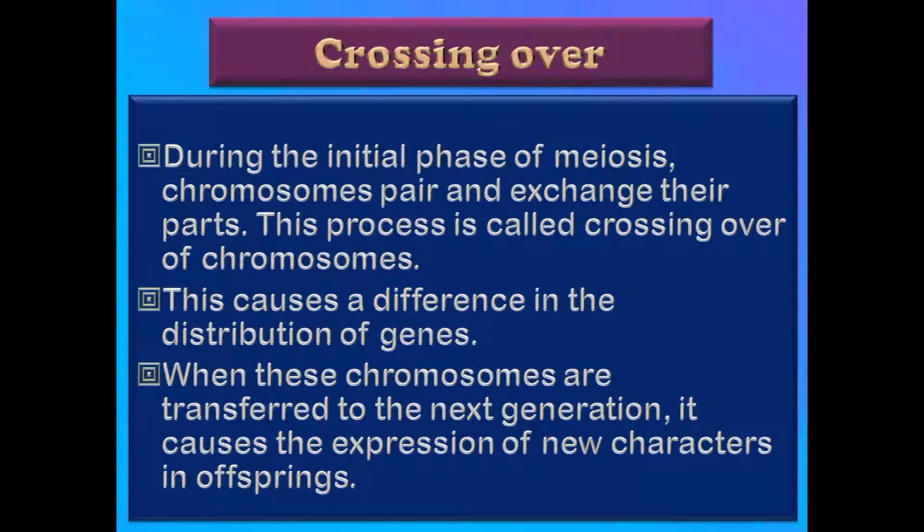So what is crossing over? During the initial phase of meiosis, chromosomes pair and exchange their parts. This process is called crossing over of chromosomes. This causes a difference in distribution of genes. So when these chromosomes are transferred to the next generation, it causes the expression of new characters in offsprings.